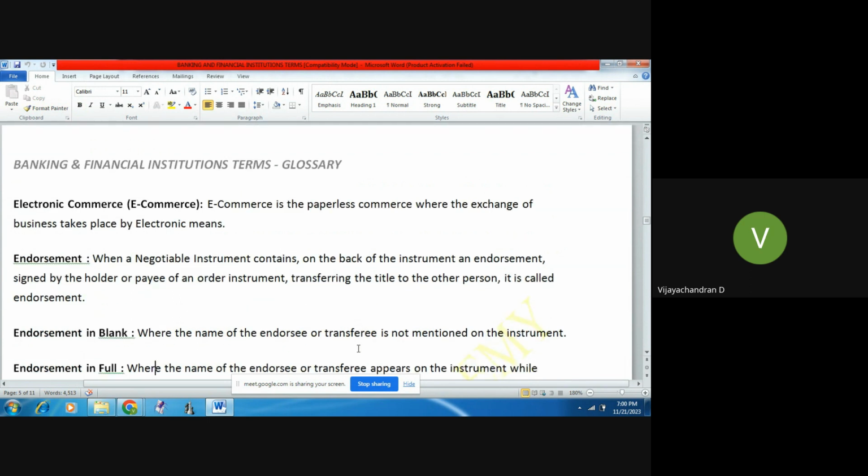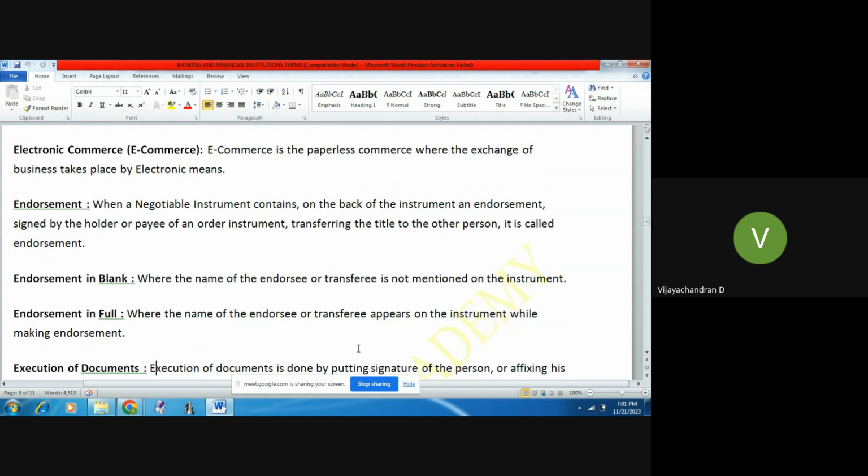So endorsement means what? Transfer of a check, transfer of a negotiable instrument. Under the 1881 Act, you can transfer the check or bill of exchange or any negotiable instrument to another party. So it is called transferring the title of the instrument. That is endorsement.